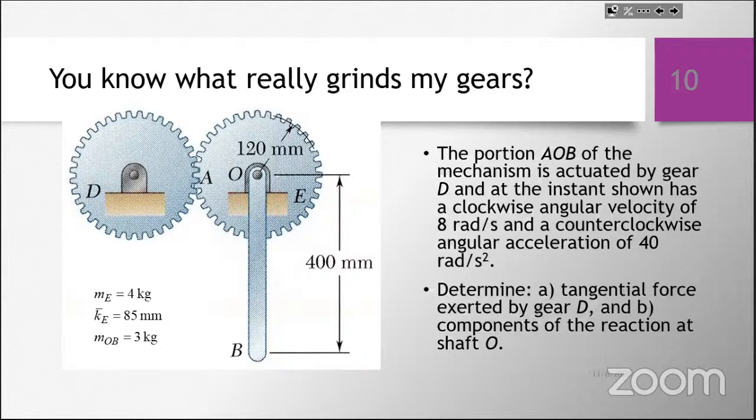How are you supposed to know that? They ask you for forces. You are asked for three forces here: the tangential force at A, exerted by gear D on gear E, and the components of the reaction at O. And O is a pin, so that's going to have an X and a Y component.